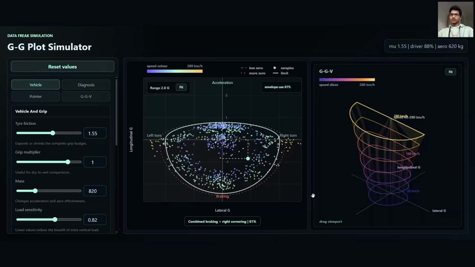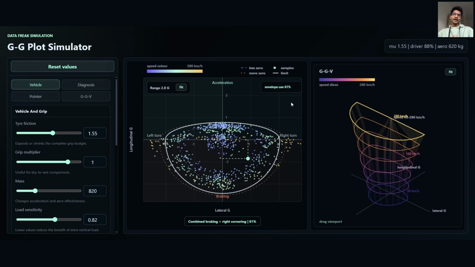So now that we have understood what a GG plot is, let's go ahead and see how we interpret it for the results that we have got. I've already built a simulator using AI. We'll be using that to understand how to analyze the GG plot.